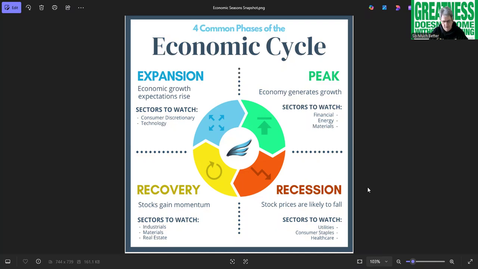So let's talk about the winter season, the recession season. This is the time of the economy where the economy reaches its lowest point, with significant job losses, decreases in output, and a decline in the economy. Stock prices are likely to fall, and the economy is doing poorly.